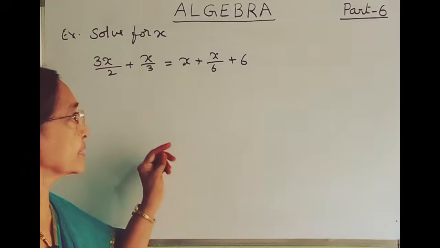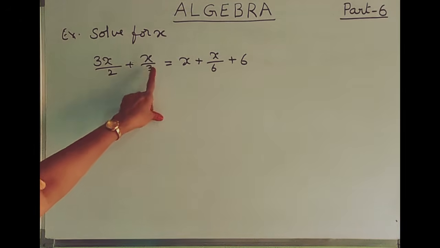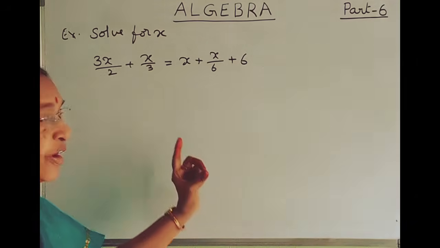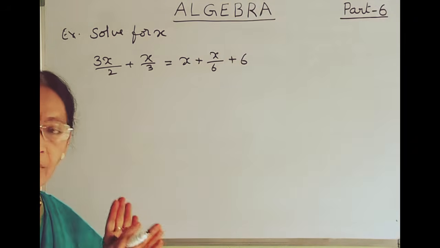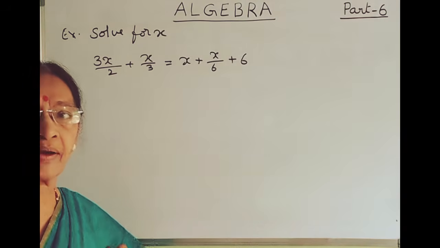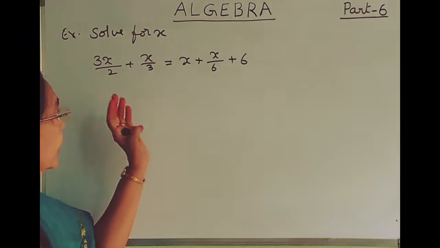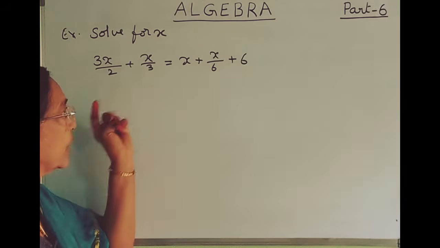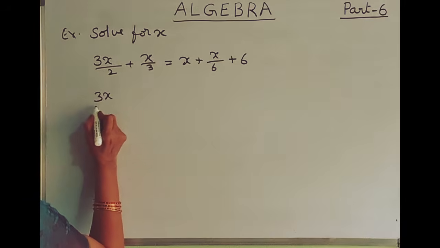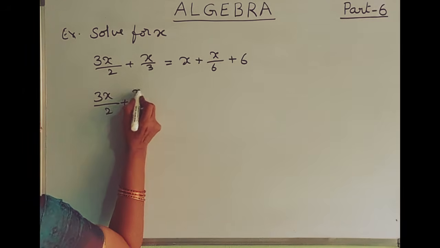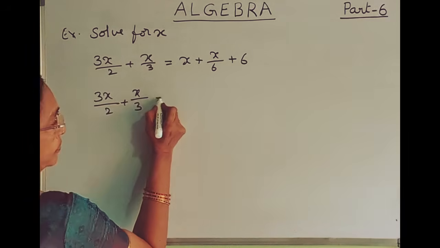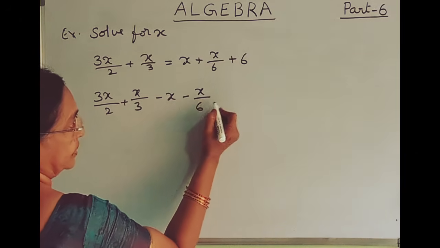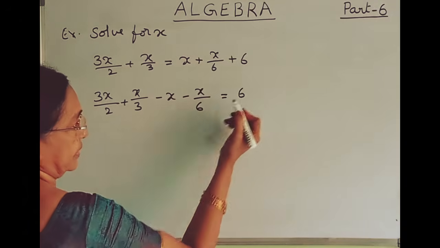Let us take another example. 3x by 2 plus x by 3 is equal to x plus x by 6 plus x. So we have to ensure that all the variables are on the left hand side and all the constants are on the right hand side. Here the variables are on both sides. Therefore, we have to bring these variables to the left side. So then it becomes 3x by 2 plus x by 3, bringing this x, minus x, this becomes minus x by 6 is equal to 6.